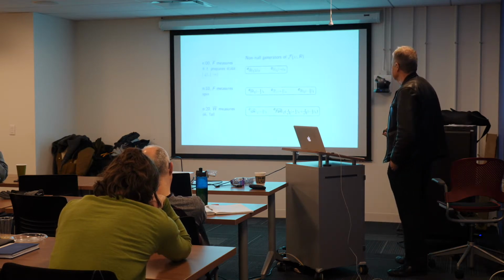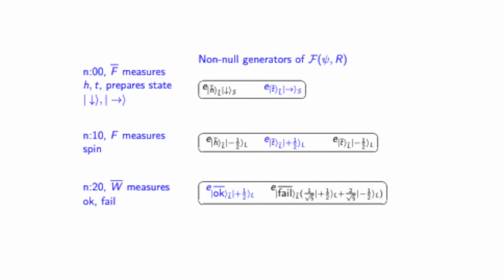Now, what are the non-null generators of this structure in these cases? If you take the preferred observable as just the pointer readings, if you like, of the measurers. So in this case, F bar measures heads or tails, prepares the state. And so I've written here, just to emphasize, E subscript this, because in this particular case, this information frame is going to be generated by these two states.